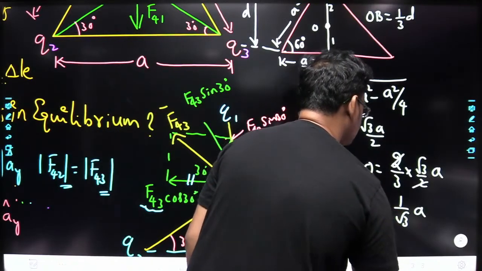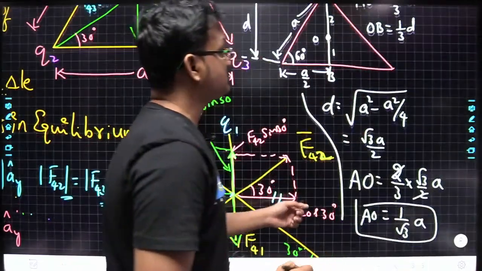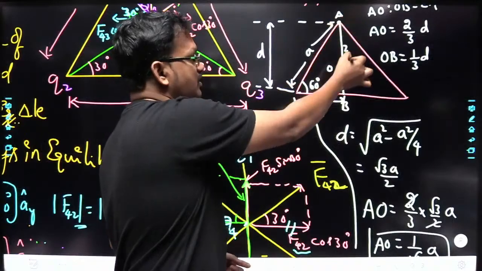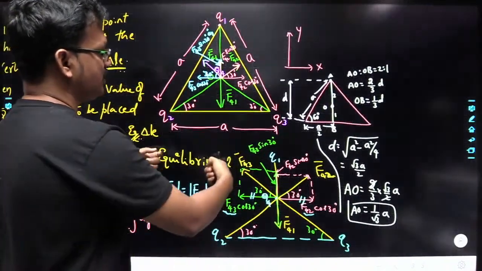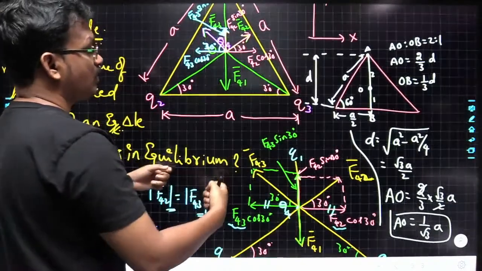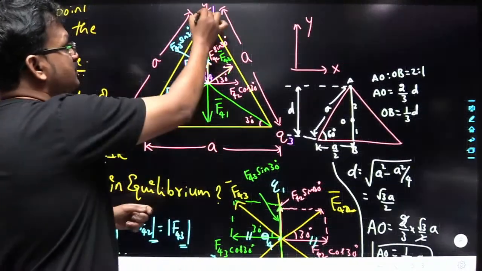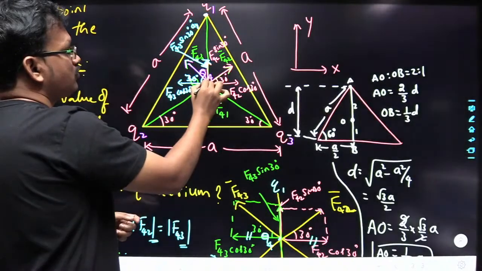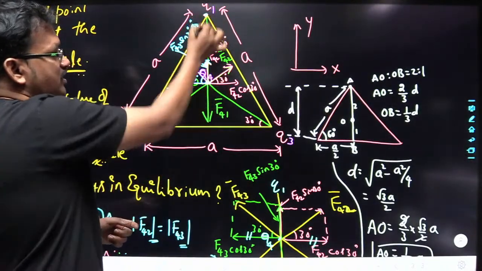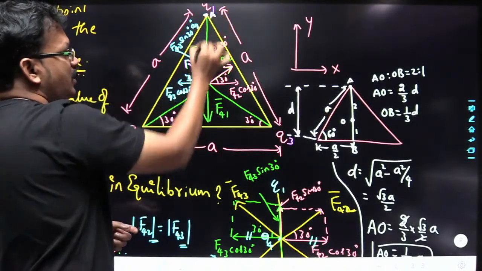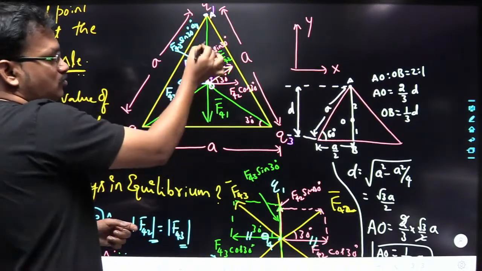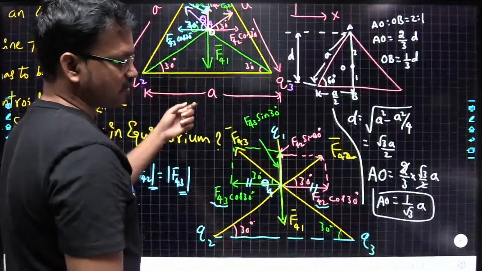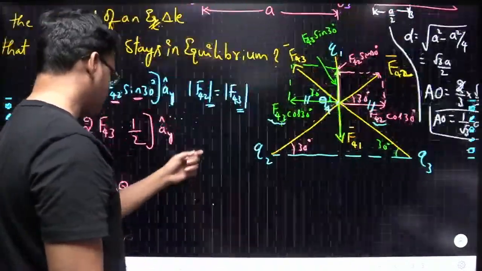This is the distance between this point and this point, that means the distance between Q1 and Q4. From here to here, that is AO. Let us say this is A and this point is O. So the distance from A to O is 1 by root 3 A.